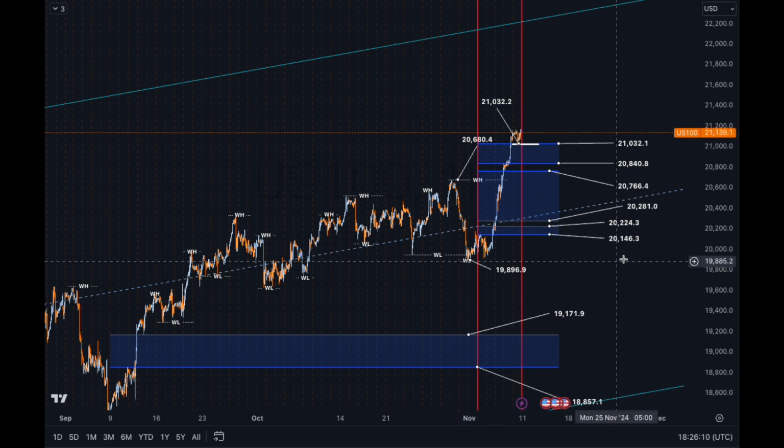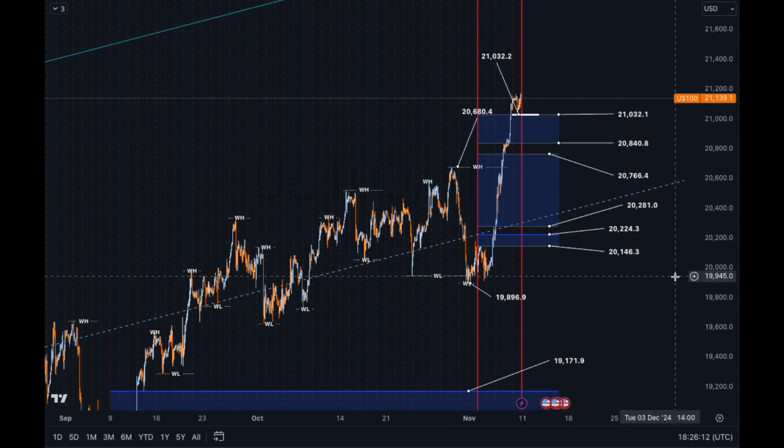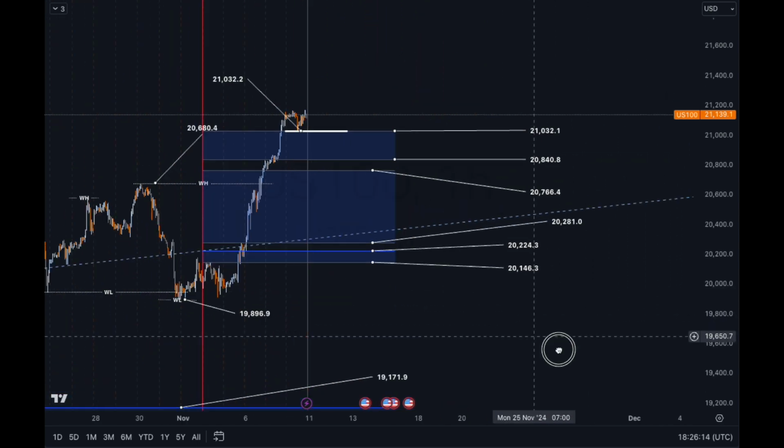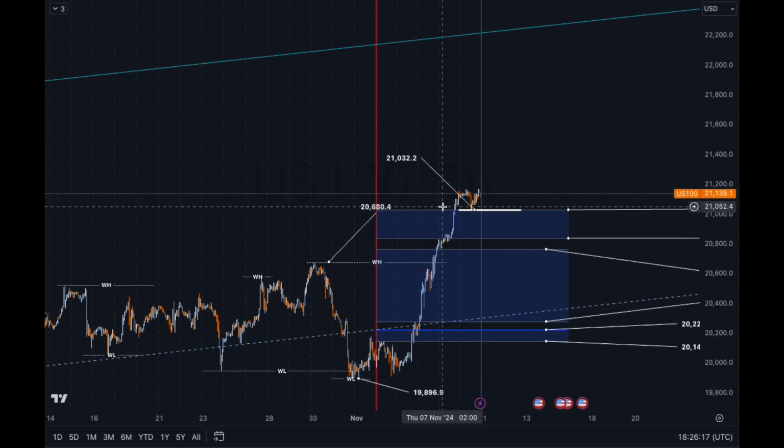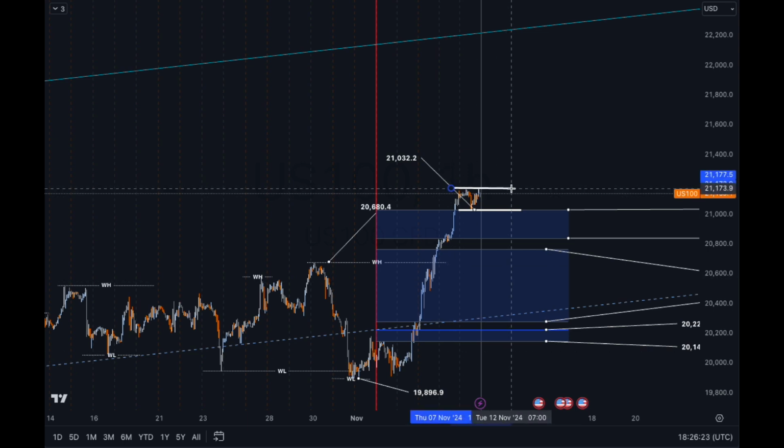First things first, we have the weekly high set right here, right? So we have the weekly high set at this level right here, and the weekly high, we got that on a Friday. So we're just going to put that in there, weekly high.